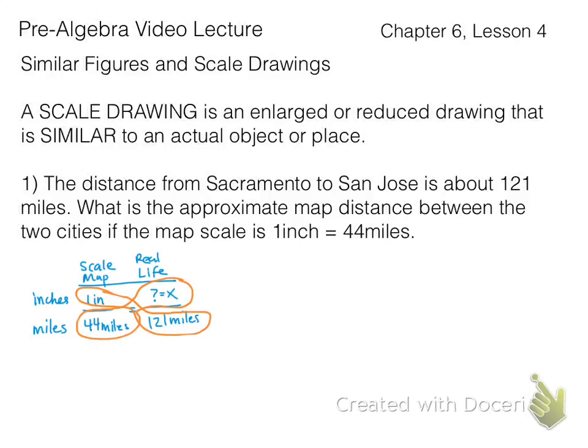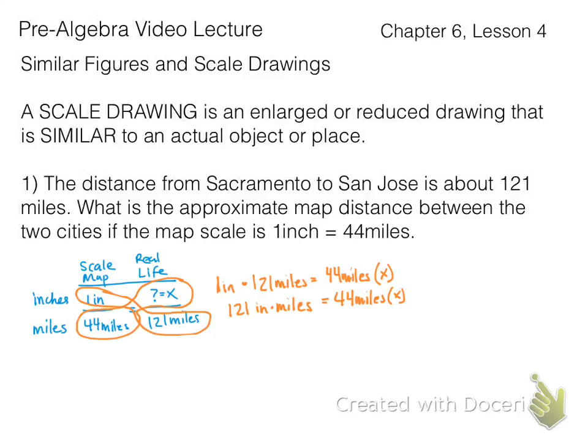1 inch over 44 miles is equal to x over 121. Cross products. Here I'm going to show you how the units cancel out. So we have 1 inch times 121 miles is equal to 44 miles times x. Well, you know that x needs to be inches because that's what the question's asking you to find. But this is how it actually works. So 1 inch times 121 miles is 121 inch miles. Yes, I said inch miles.